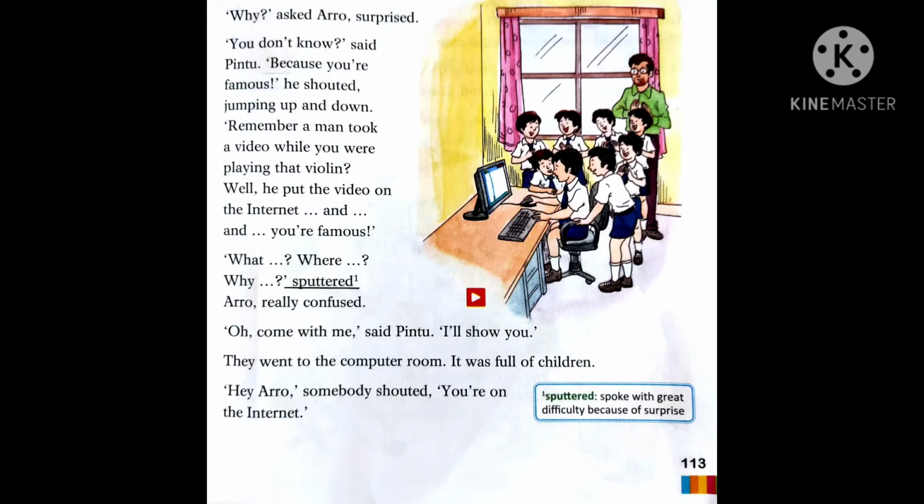Now let's read further. "What? Where? Why?" sputtered Arrow, really confused. "Oh, come with me," said Pintu.